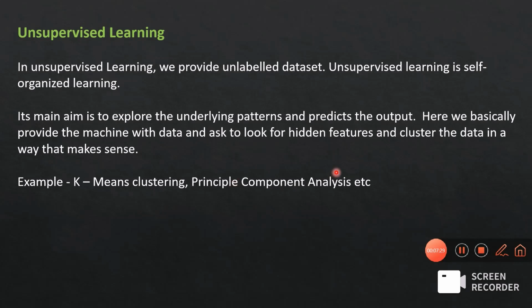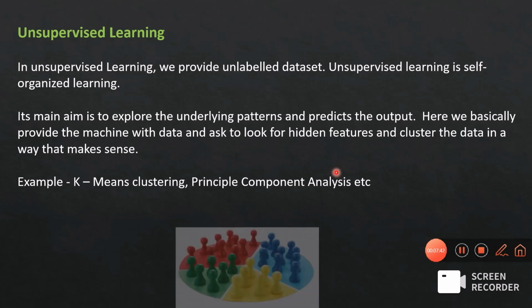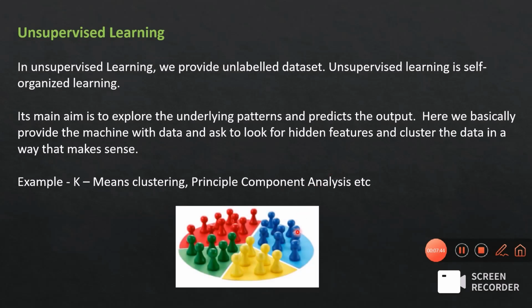There are various unsupervised learning algorithms which will basically understand the pattern of the data and form clusters which have similar characteristics. If you look at this diagram, here we can see that there are 4 clusters. One cluster belongs to red, green, yellow and blue. So this is basically about unsupervised learning.